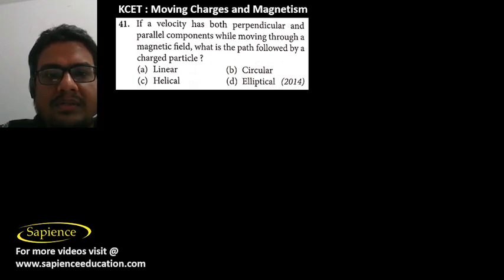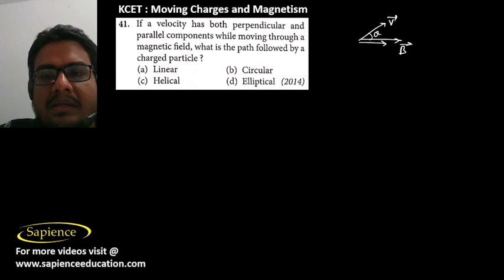If a velocity has both perpendicular and parallel components while moving through a magnetic field, it means that the velocity is at some angle to the magnetic field. So it has one component parallel to the magnetic field, which is v cos theta, and one component perpendicular to the magnetic field, which is v sin theta. What is the path followed by the charged particle in this case?